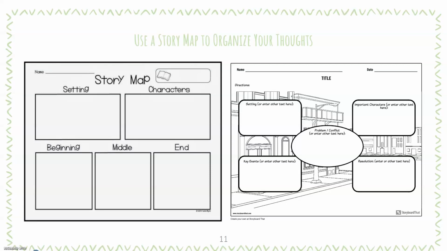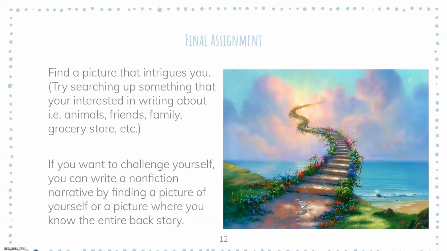Okay, and if you're still having a little bit of trouble coming up with a plot, this is just to help organize your thoughts a little bit. Just go to Google and search up story map or storyboard, and you can print it out and fill it out, or you can also just recreate it on a piece of paper. Either way works, and it really helps to prepare you to write your narrative.